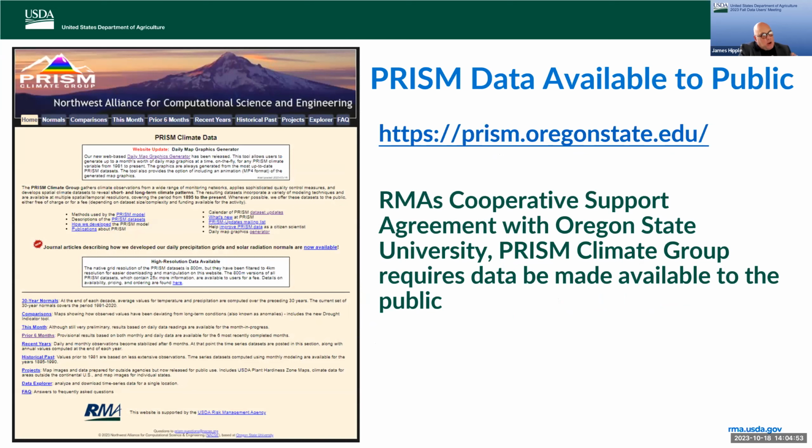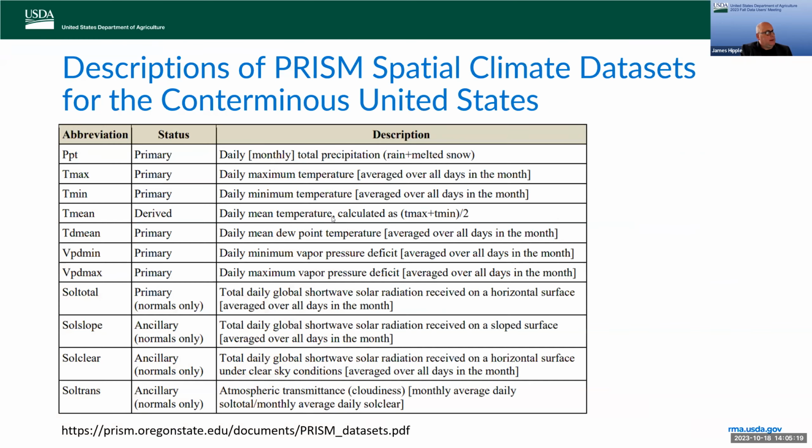And the URL is on the screen. It's prism.oregonstate.edu. And like I said, part of that cooperative support agreement makes this data available to the general public, but also tools that individual producers or researchers or others can come in and look at it and examine the data. And this is just a view of this website, which we'll show live in just a short few minutes.